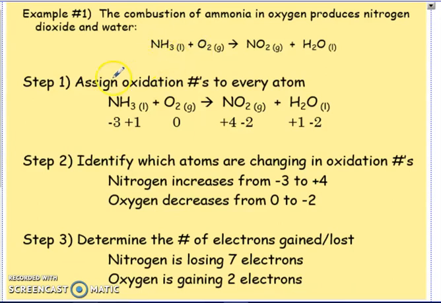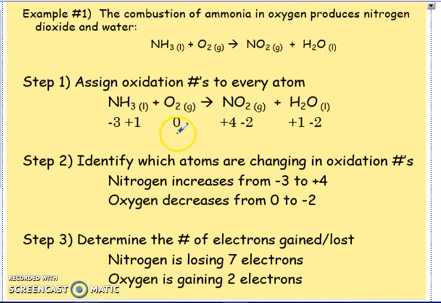So the first step is you go and you assign an oxidation number to every single element here, which we're used to doing at this point in time. So remember, if it's a neutral molecule, they have to add up to 0. So hydrogen's +1, that's +3, so that means nitrogen has to be -3. Oxygen is in its elemental form, so it's a 0. Here we have oxygen being -2, so that's -4, so nitrogen is +4 to balance that out. And then, of course, our water is regular hydrogen and oxygen.